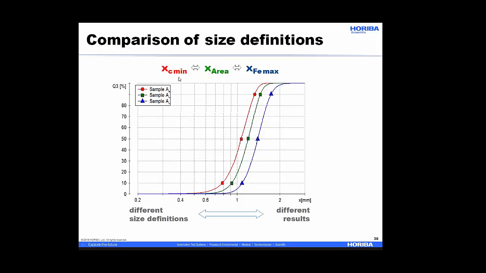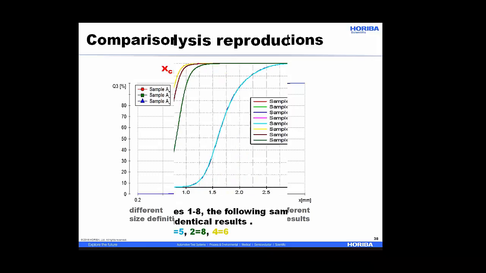Quick comment on size definitions. I plot the volume on the left and the particle size on the bottom. In red, I put XC min, X area, and Feret max in blue. This is the same data set, same set of pictures, same treatment, 3 different size definitions, 3 different particle size distributions. So it's important, like in all particle analysis, that you communicate exactly what you mean when you talk about particle size, because you'll get different answers if you use different definitions.